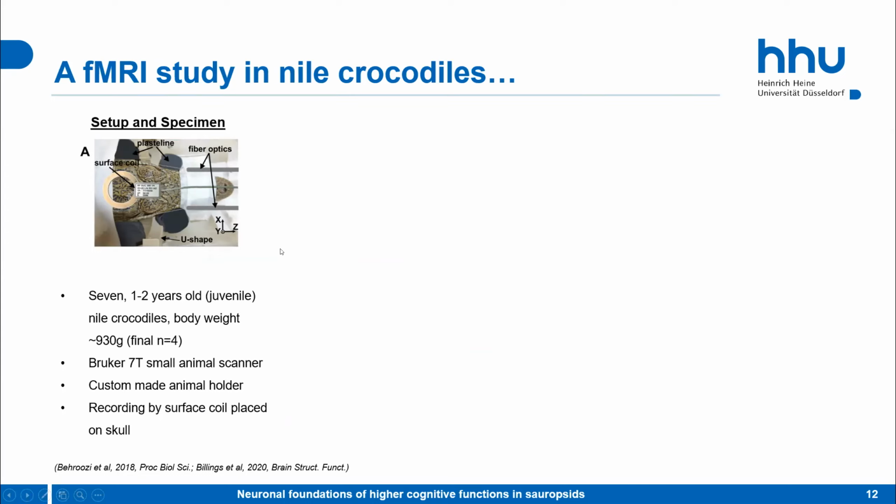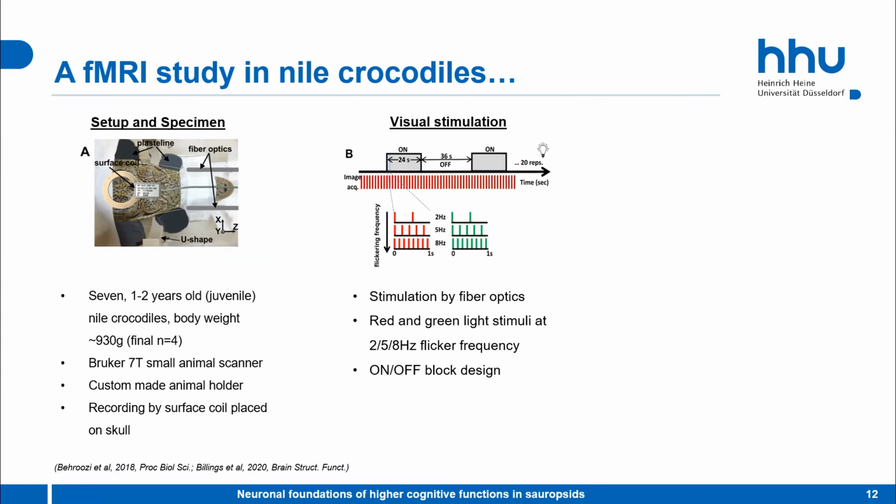So we had a custom-made animal holder. We placed fiber optics in front of the animal's eyes for visual stimulation. We had loudspeakers placed close to the ears, and we used a surface coil for the recording. And possibly more interesting, what kind of stimulation did we do? We decided to do a visual stimulation in a simple on-off block design, and we used green and red light at different flicker frequencies. But this is nothing special. This is a classic stimulation protocol used also in mammalian and avian species.